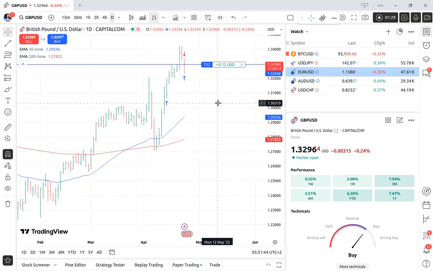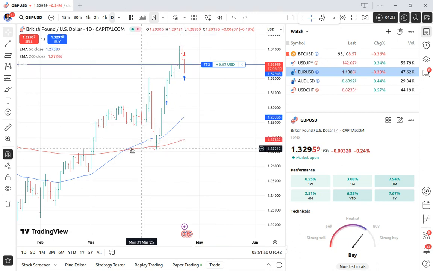So there you have it. The price should be above the 50-day moving average and the 200-day moving average, and the 50-day moving average should be above the 200-day moving average, and then the price should gap up.